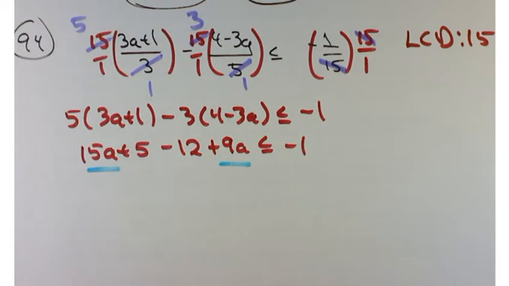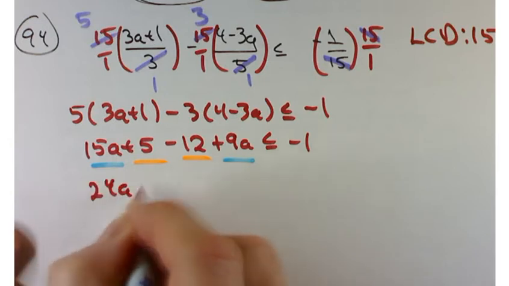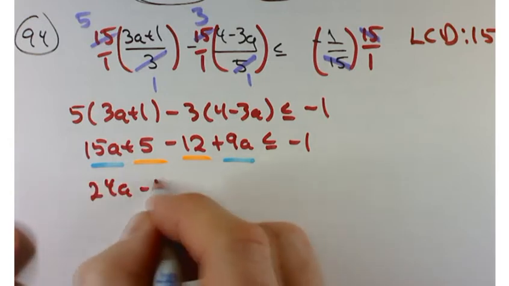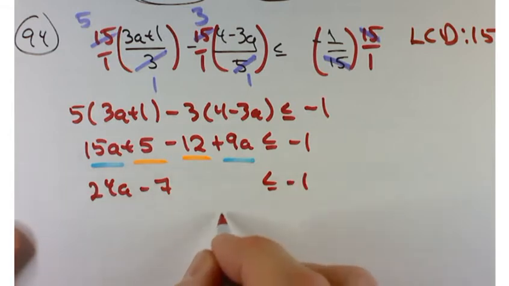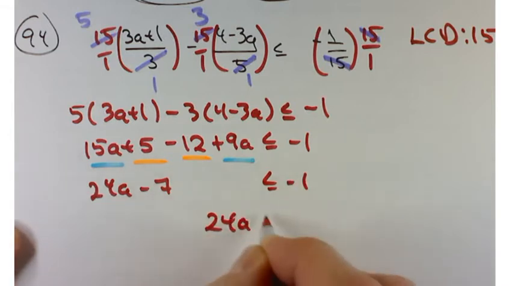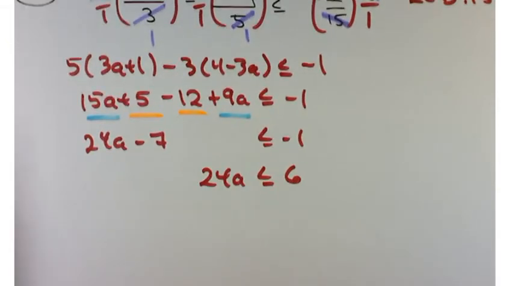15a and 9a can combine, as can the 5 and the negative 12. Those are also like terms. So we end up with 24a minus 7 is less than or equal to negative 1. If I add 7 to both sides, I end up with 24a is less than or equal to 6.